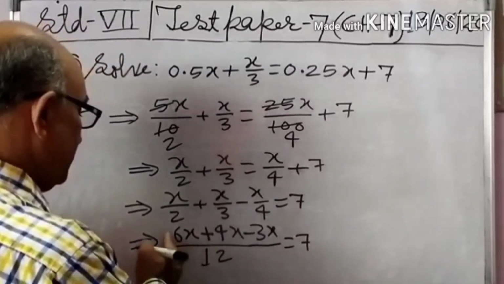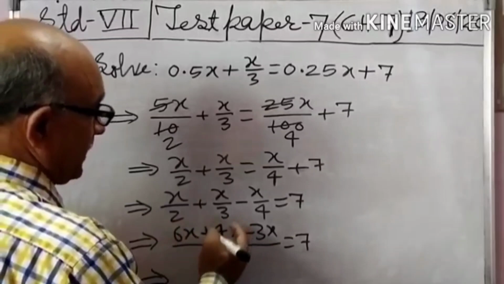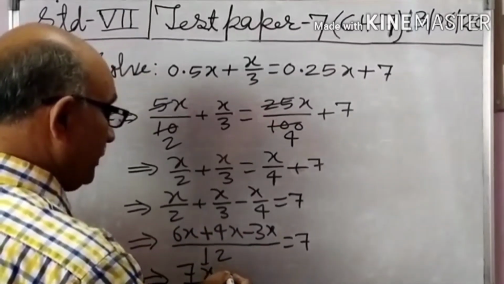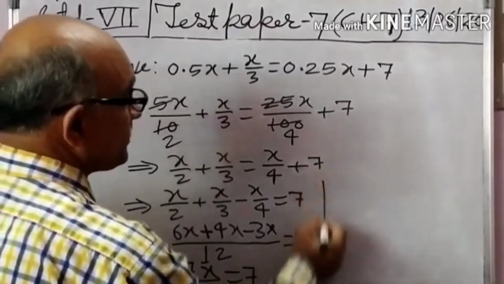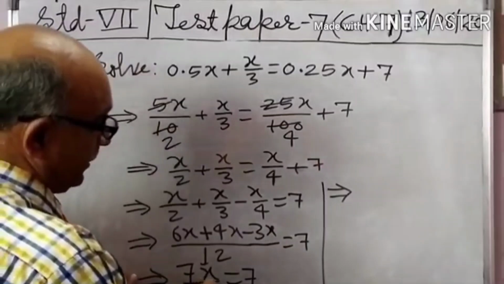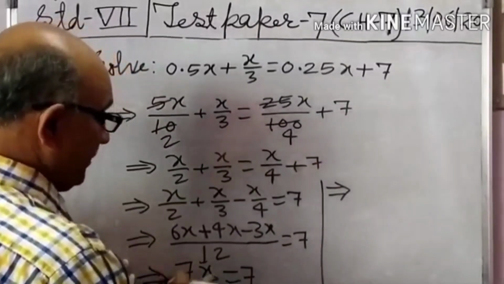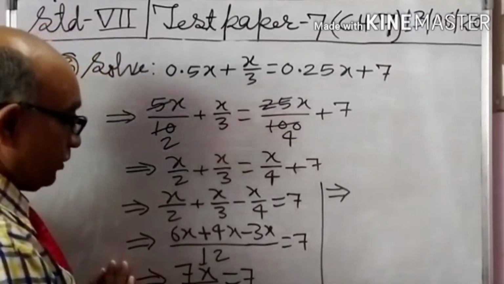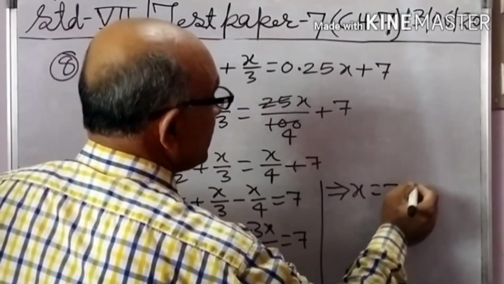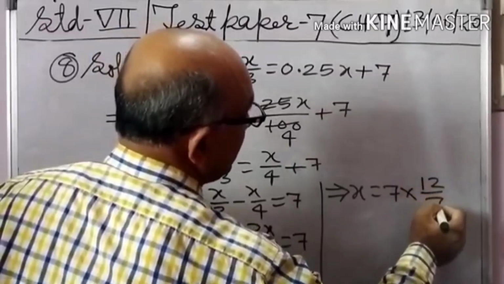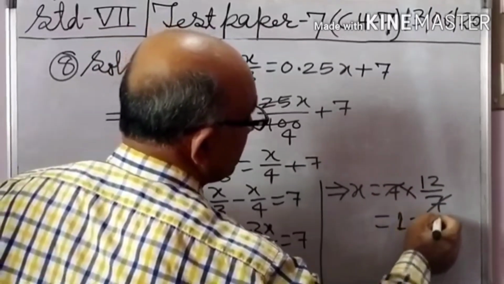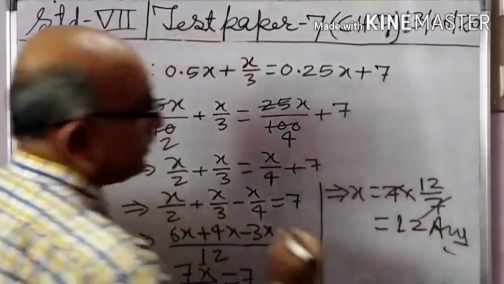That implies 6x plus 4x is 10x, minus 3x is 7x, by 12 equals 7. That implies 7x by 12 equals 7. The 7 by 12, by transposition, changes to 12 by 7. So x equals 7 into 12 by 7. The 7s cancel, x equals 12, which is the answer of this question.